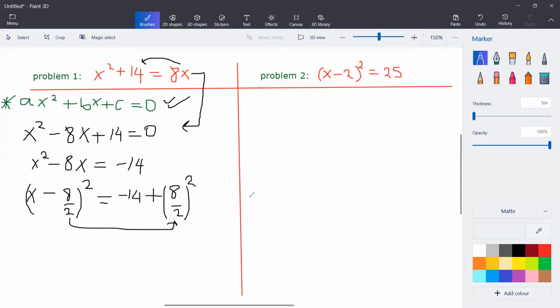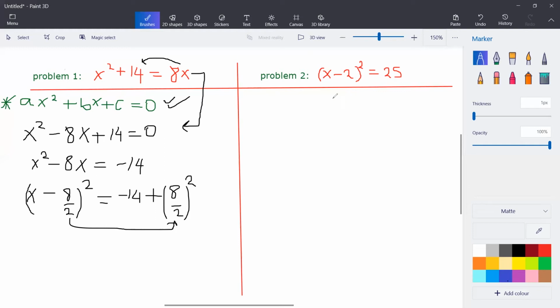So I want to do problem 2 up to that step, and then you see just where you stand, as far as understanding is concerned. So let me take problem 2. In this problem, let's try and follow the same procedure. So I have x minus 2, everything squared equals to 25.